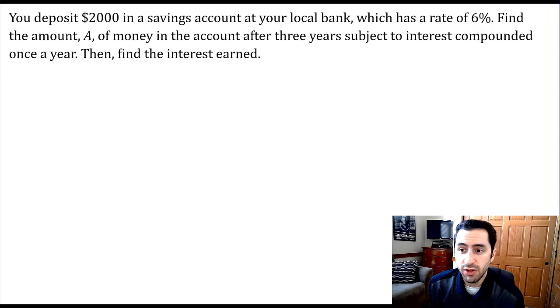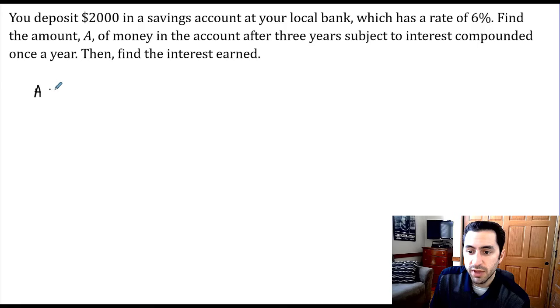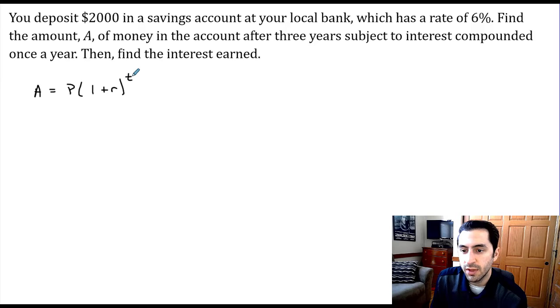So you deposit $2,000 in a savings account at your local bank, which has a rate of 6%. Find the amount of money A in the account after 3 years, subject to interest compounded once a year. So we're going to need to use our formula. A is equal to P times 1 plus R to the T power. So we want to find A.